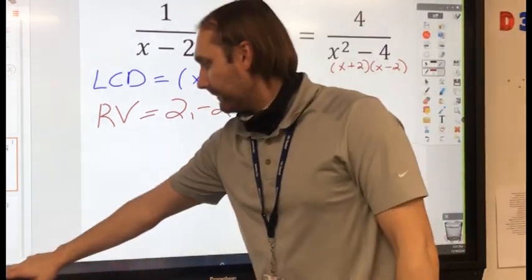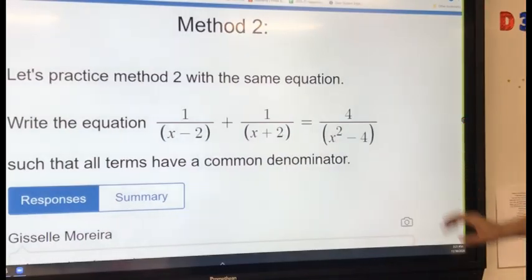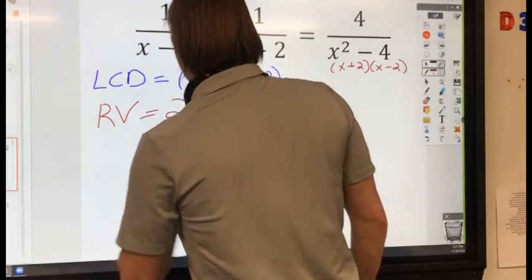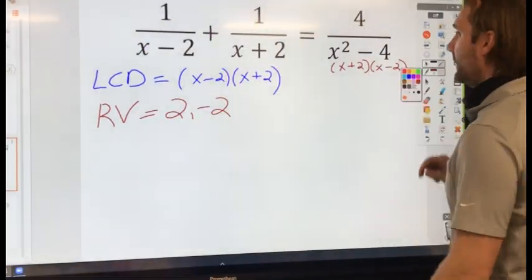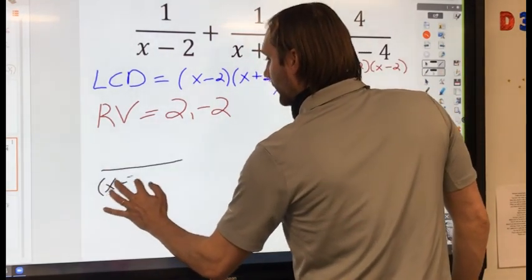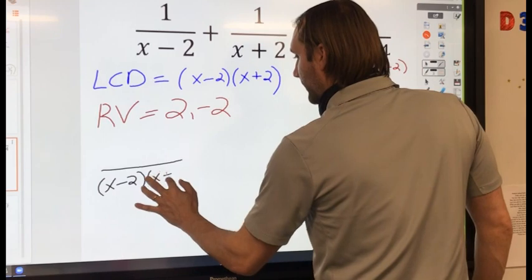So it's the same thing, basically. Now let's practice method number 2 with the same equation. Let's write this equation with the same denominator. So we're setting the denominator equal to the LCD, which was x minus 2 times x plus 2.